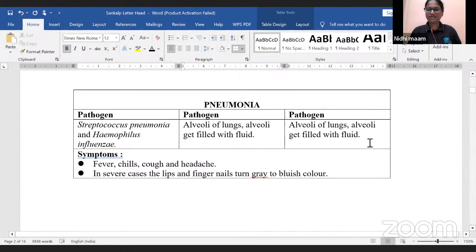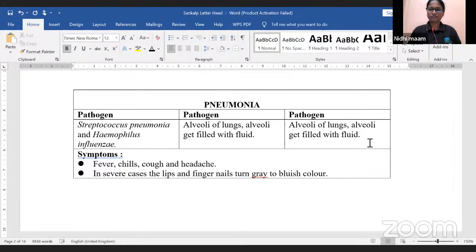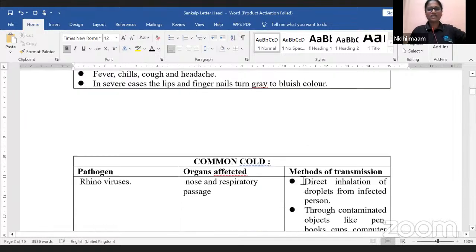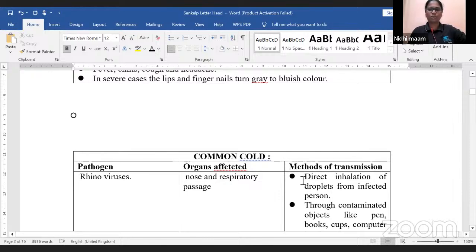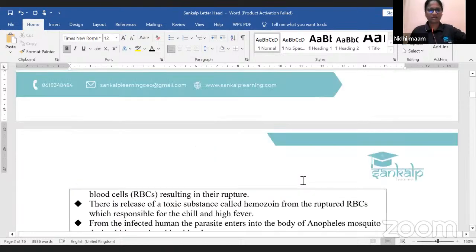Vinushri, can you read regarding pneumonia? Okay, pneumonia is caused by Streptococcus pneumoniae. It affects alveoli of lungs and they get filled with fluid. So fever, chills, cough and headache. In severe cases, lips and fingernails will turn gray to bluish in color. Important one.